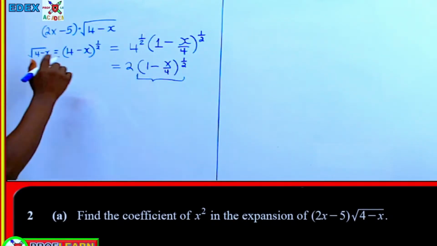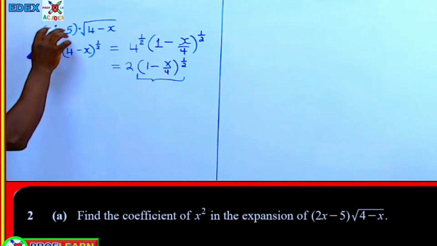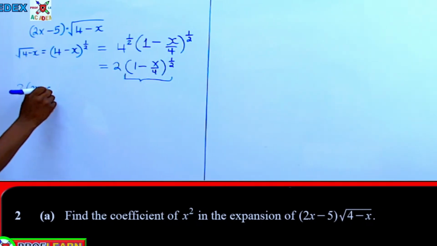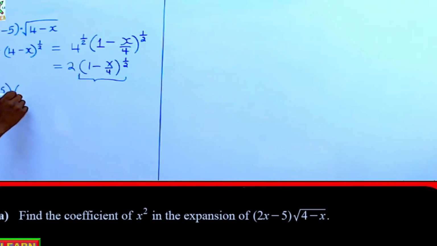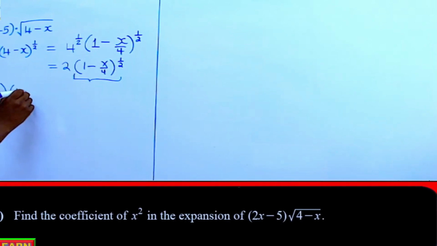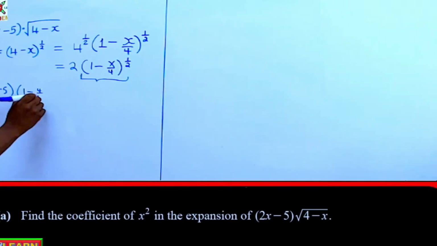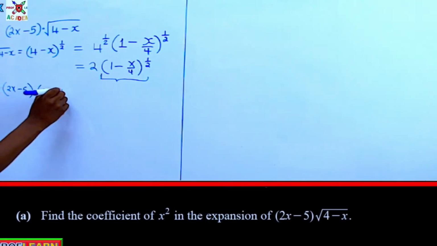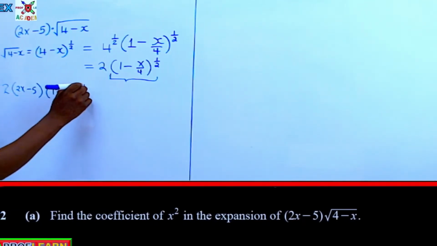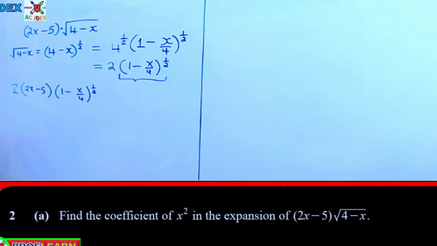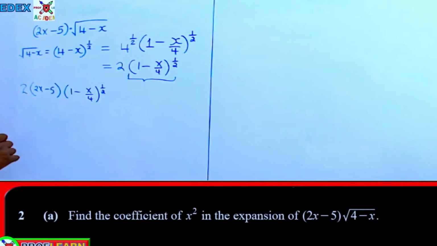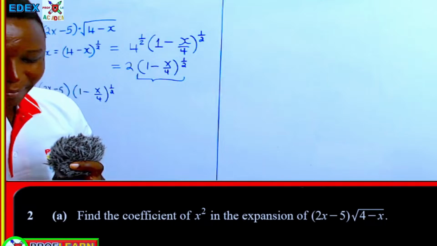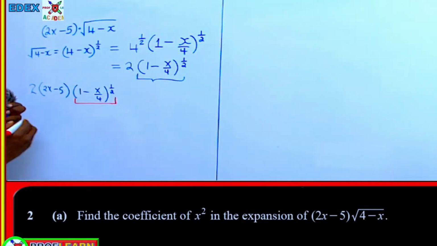Then we can now say our equation that we were having can be written as 2 into bracket 2x minus 5, then into bracket 1 minus x over 4 raised to power 1 over 2. Okay, so we are going to be working on this expansion now. What can this be expanded to?